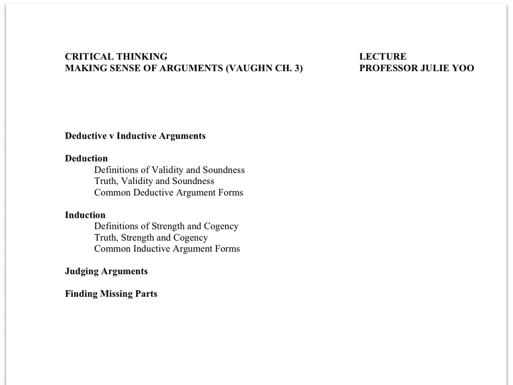Hi everyone. So this week we're going to go over some of the technical concepts that underlie the nature of arguments. And we're going to begin with the distinction between inductive arguments versus deductive arguments. And the difference between those two types of arguments is the way in which they support the conclusion. So in the case of a deductive argument, the idea is for the premises to guarantee the conclusion.